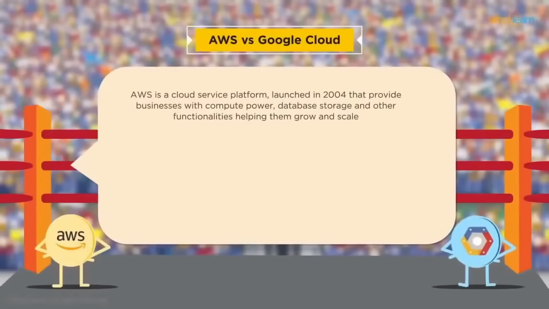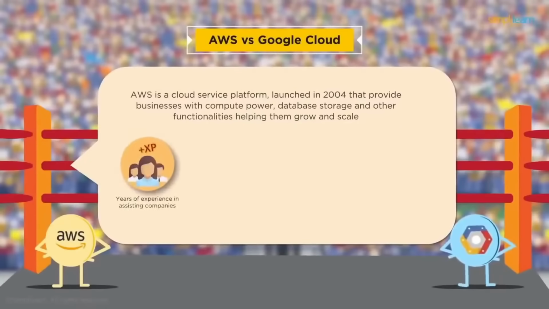AWS was launched in 2004 and is a cloud service platform that helps businesses grow and scale by providing them services in a number of different domains. These domains include compute, database, storage, migration, networking, and so on. A very important aspect about AWS is its years of experience. AWS has been in the market a lot longer than any other cloud service platform, which means they know how businesses work and how they can contribute to the business growing.